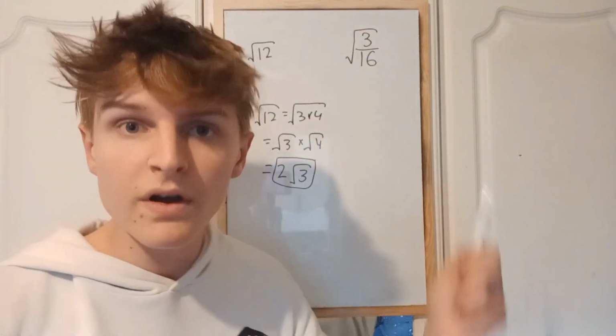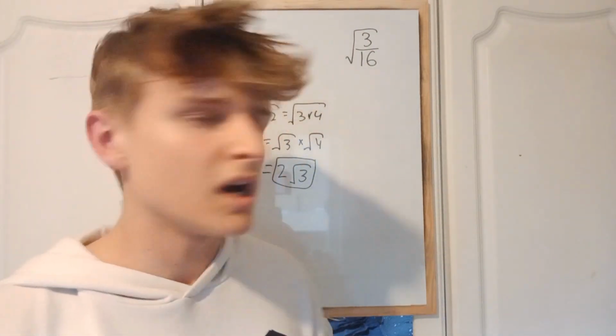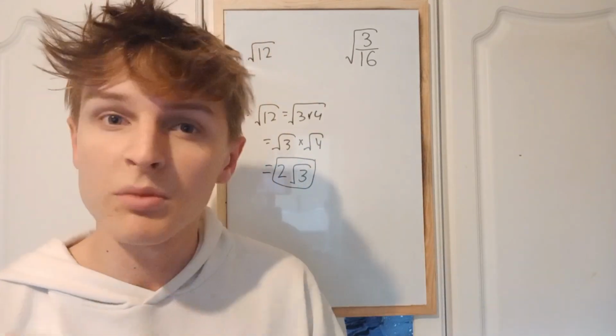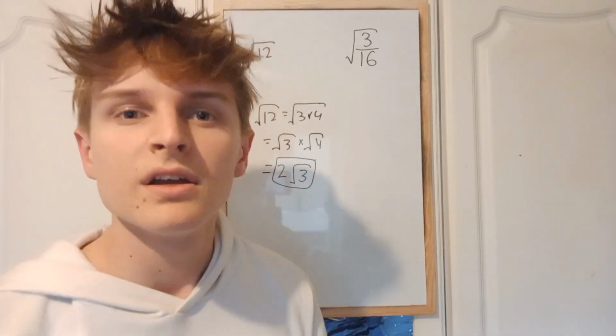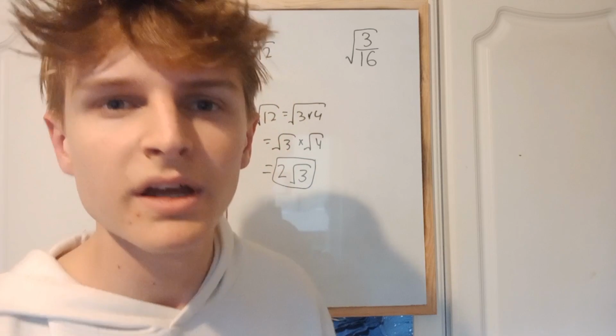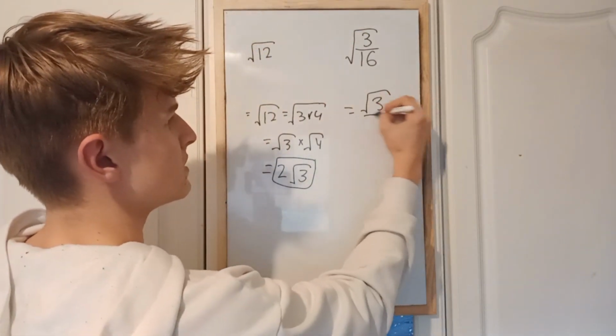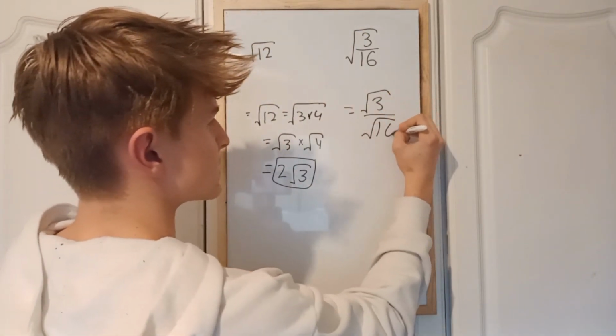Right, now let's look at this one. The square root of 3 divided by 16. Now, I only proved that you can break a multiplication of two surds out, but it would be a nice exercise for you to prove that if you have the square root of a over b, that equals the square root of a divided by the square root of b. It's not very hard. Follow the same line of reasoning I used in the last episode. Anyway, so this is equal to the square root of 3 divided by the square root of 16.